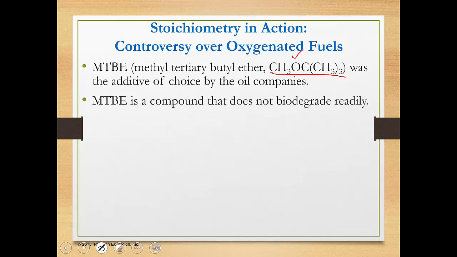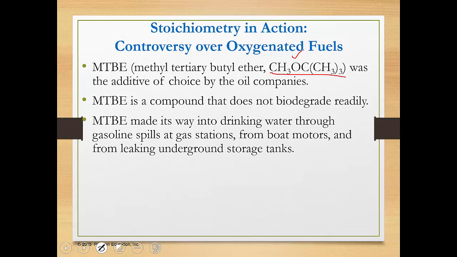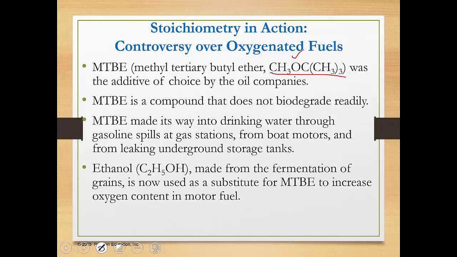Now, it provided the oxygen, it helped with the combustion, but there were some, of course, side effects from this. MTBE does not break down readily in the atmosphere. And so if it didn't get into the combustion, or if somebody spilled some gasoline or something like that, that MTBE, along with the gasoline, made its way into drinking water supplies through gas stations, boat motors, anything where there was a fuel leak. So they had to back off on the use of MTBE and find something else.